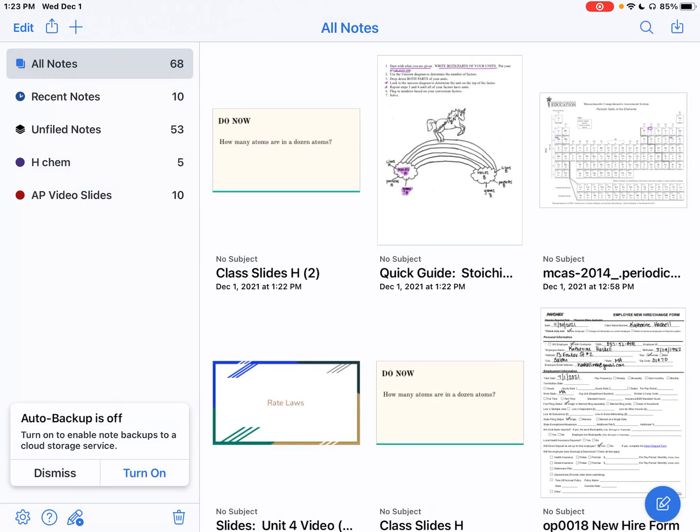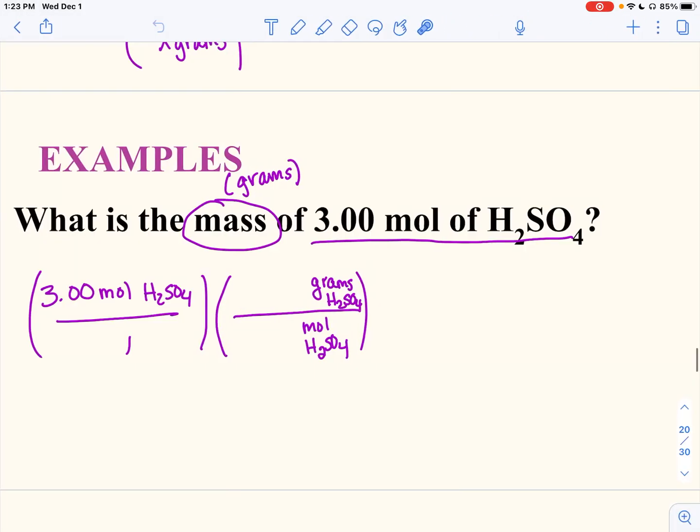And then you're going to want to calculate what the molar mass of H2SO4 is. So you can throw that 1 in there. And then when you do out the molar mass of H2SO4, you get 98. So that comes out to be 294 grams of H2SO4.